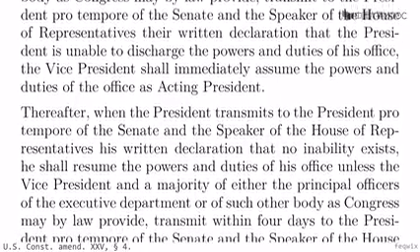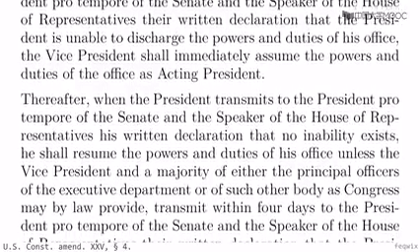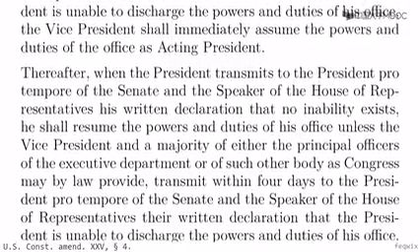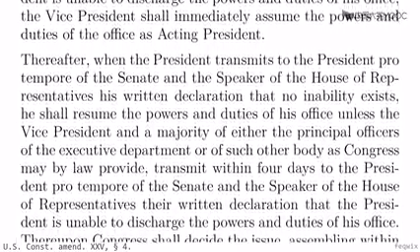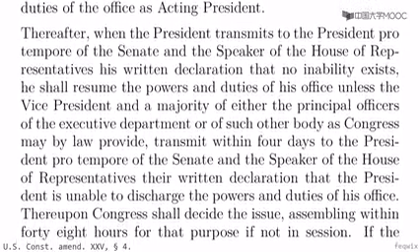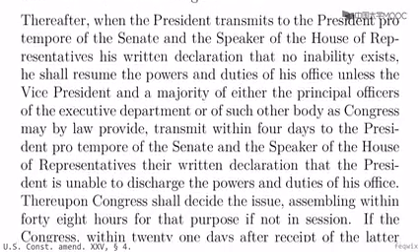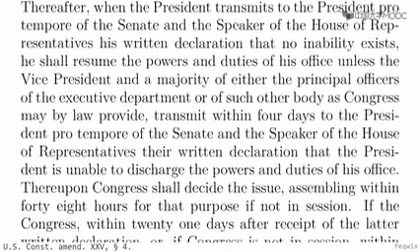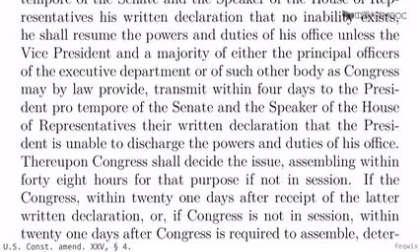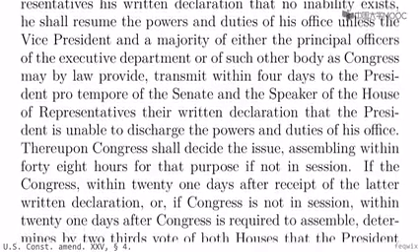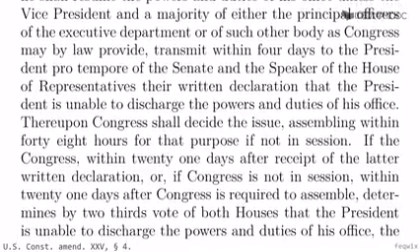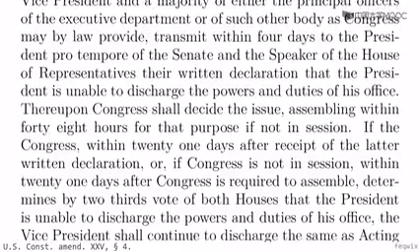Thereafter, when the President transmits to the President pro tempore of the Senate and the Speaker of the House of Representatives his written declaration that no inability exists, he shall resume the powers and duties of his office, unless the Vice President and a majority of either the principal officers of the executive department or of such other body as Congress may by law provide, transmit within 4 days to the President pro tempore of the Senate and the Speaker of the House of Representatives their written declaration that the President is unable to discharge the powers and duties of his office. Thereupon Congress shall decide the issue, assembling within 48 hours for that purpose, if not in session.